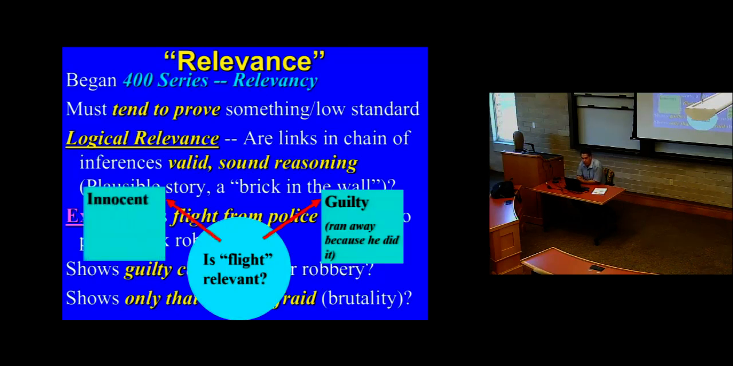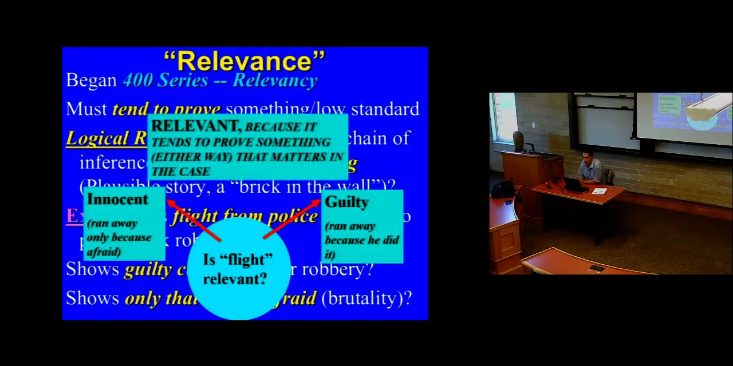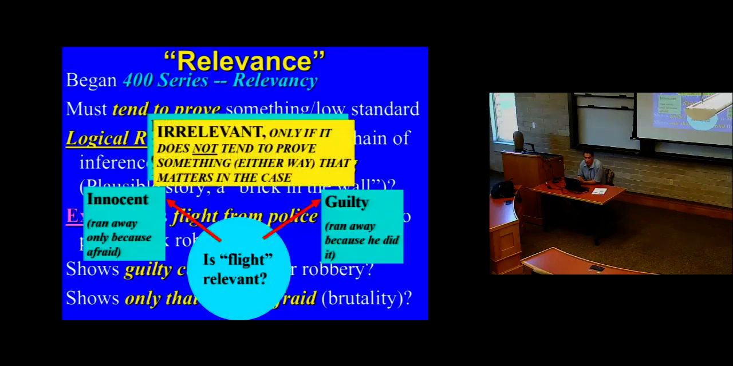Now, the defense would be trying to say, no, it shows the fact that they're not guilty, because he only ran away because he was afraid. It was completely irrelevant. This is not like algebra, where you can just cross out the numerator and the denominator. They cancel each other out. These arguments show that it is relevant. It's relevant because it tends to prove something, either way, that matters in the case, and therefore it's relevant.